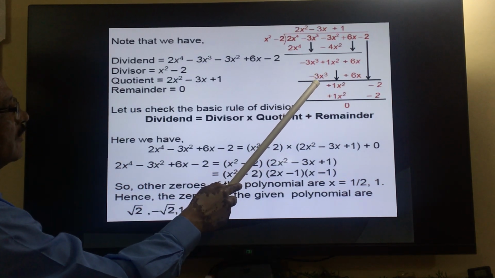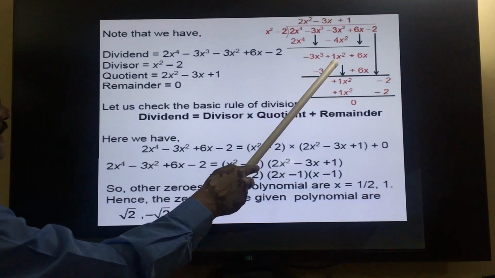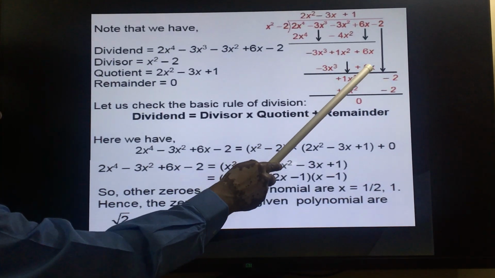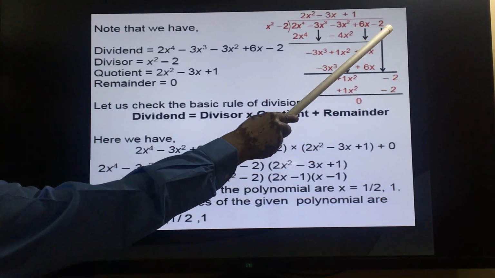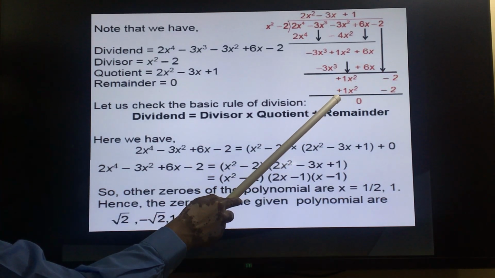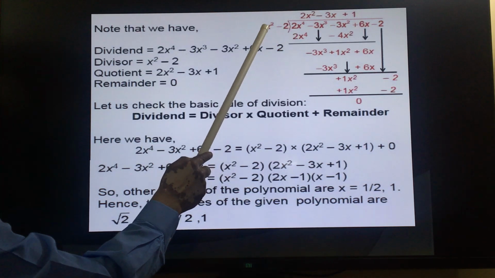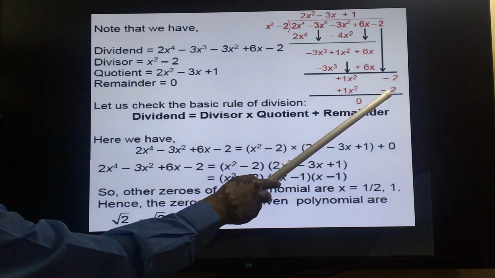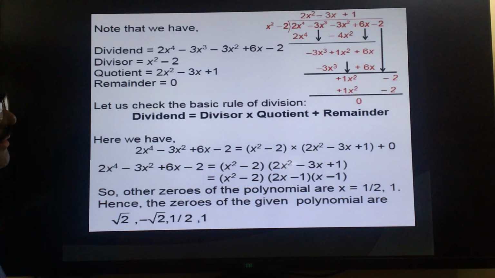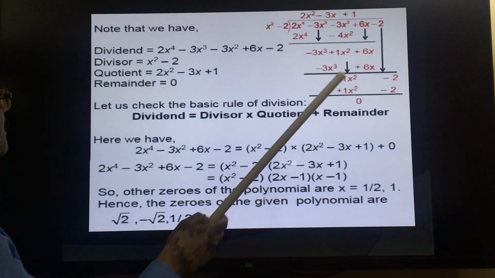After changing the sign we will subtract. So this is cancelled. This we will copy as it is. This will be 0 and here minus 2 we will copy from here. Now we want plus 1. So here we will write plus 1. By plus 1 we will multiply these two. So we will get x square minus 2. And when we subtract after changing the sign, we will get the remainder 0.